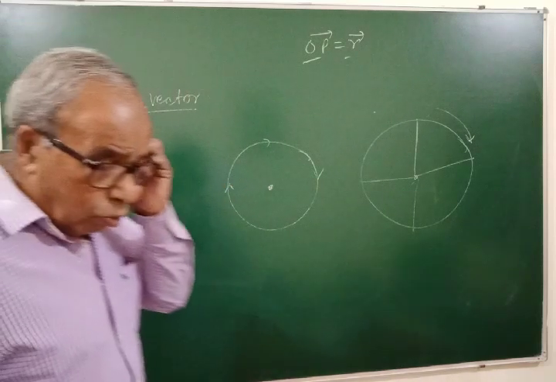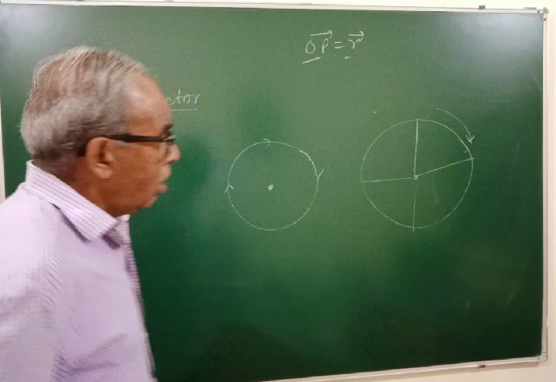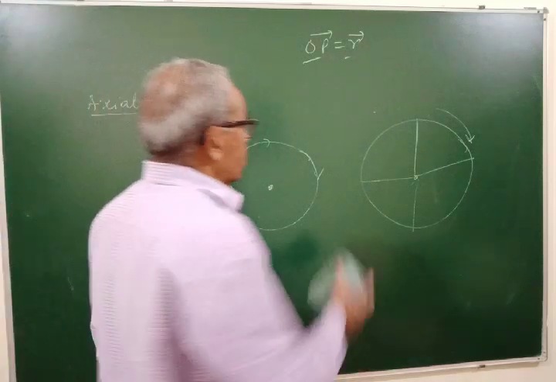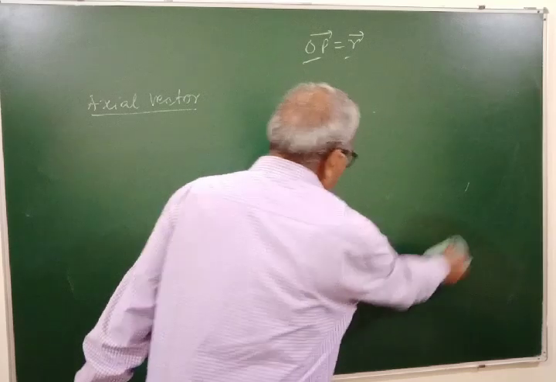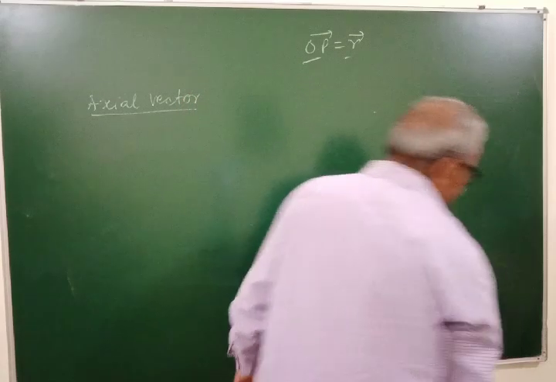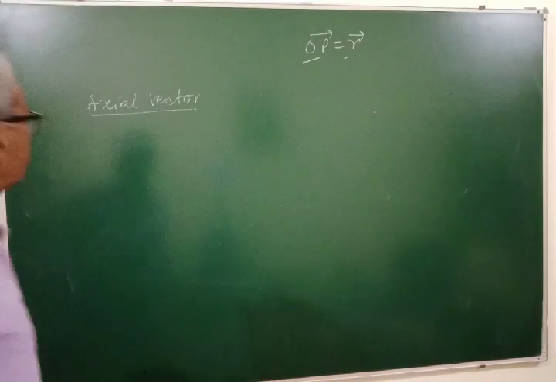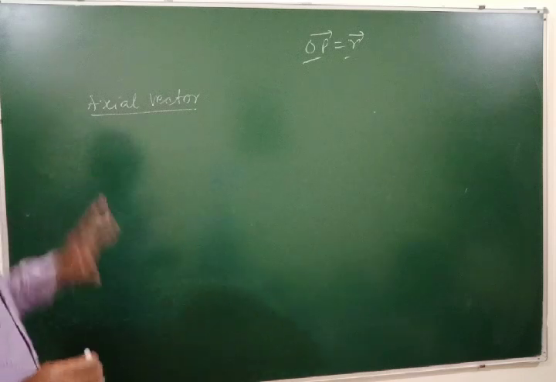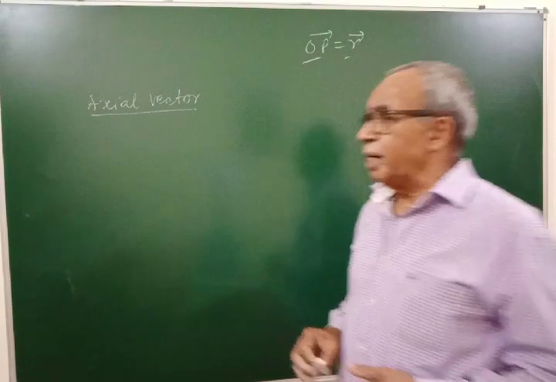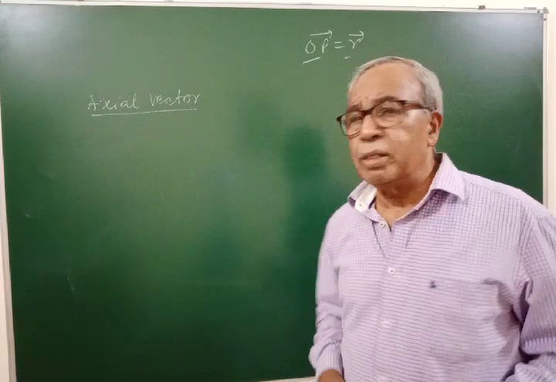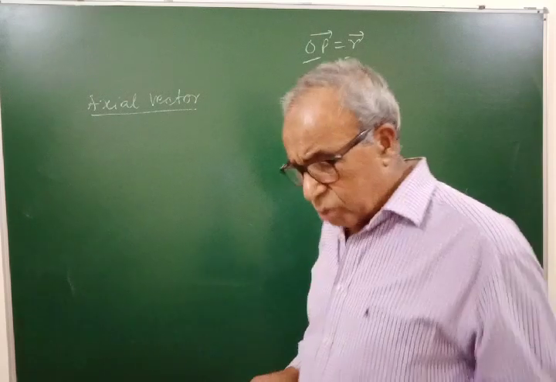It is the vector whose direction is always about an axis of rotation; these are called axial vectors. Examples: angular velocity, angular acceleration, angular momentum. The simple thing, I need not write here: an axial vector is one whose direction is always about some axis. That's all, it is a simple matter.